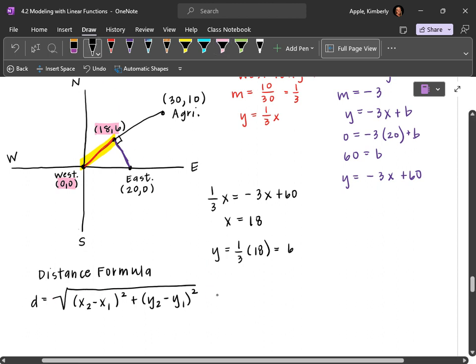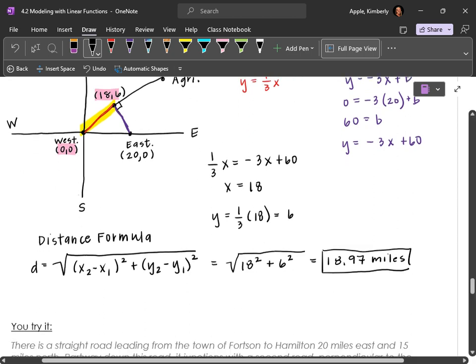And so, in this case, you would end up with basically 18 squared, because 18 minus 0 is 18, plus 6 squared, because 6 minus 0 is 6. And you'd see that the distance was about 18.97 miles from Westboro to the junction. And so kind of putting a lot of different things together there.